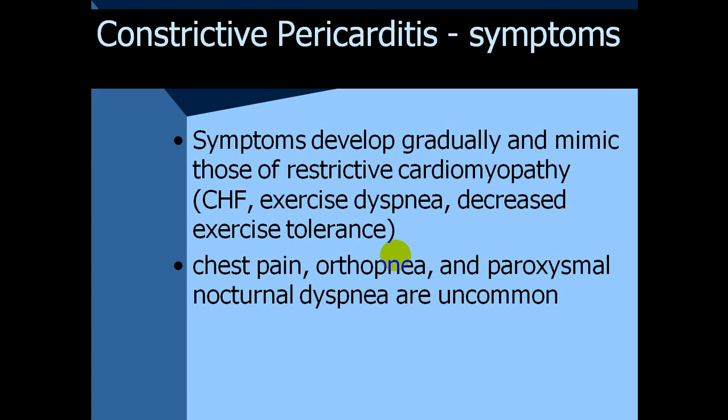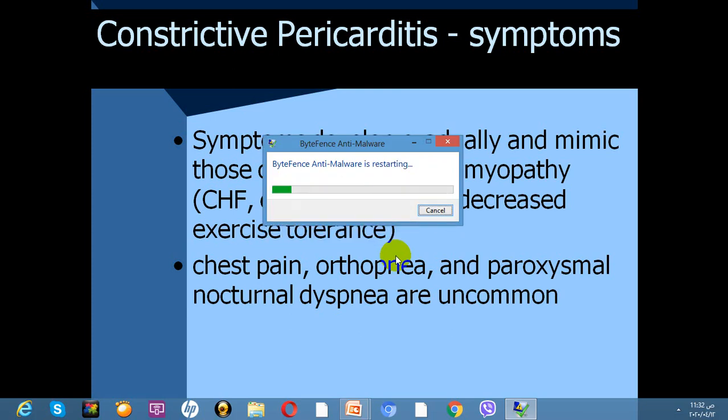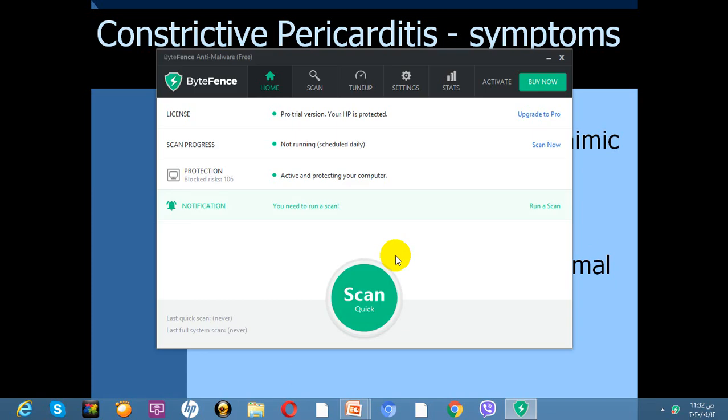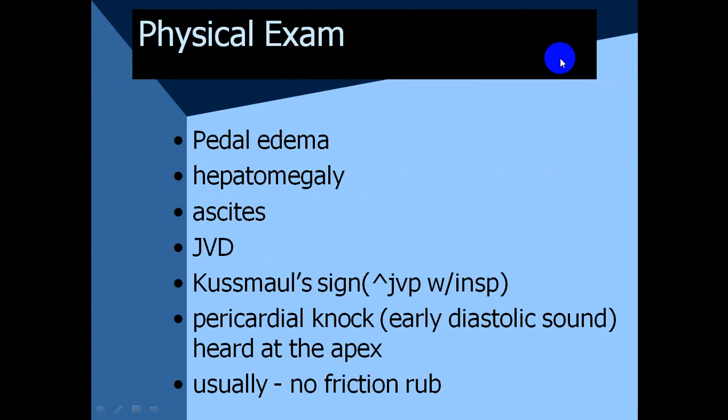Symptoms of constrictive pericarditis develop gradually and mimic those of restrictive cardiomyopathy: congestive heart failure, exercise dyspnea, decreased exercise tolerance, chest pain. Orthopnea and paroxysmal nocturnal dyspnea are uncommon, as in restrictive cardiomyopathy. Signs include pedal edema, hepatomegaly, ascites, elevated JVP, and Kussmaul sign, an increased JVP with inspiration. Pericardial knock is an early diastolic sound heard at the apex, usually with no friction rub.